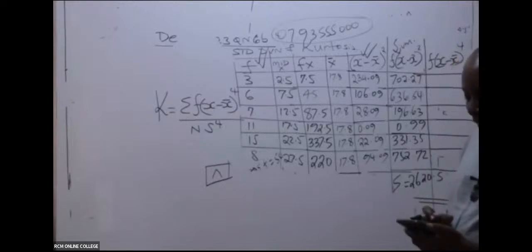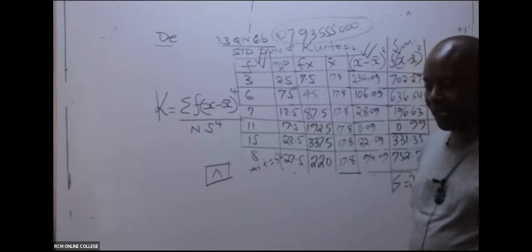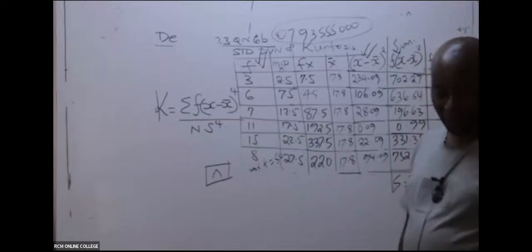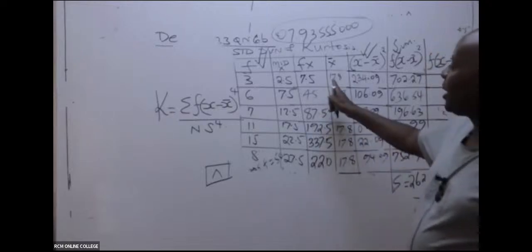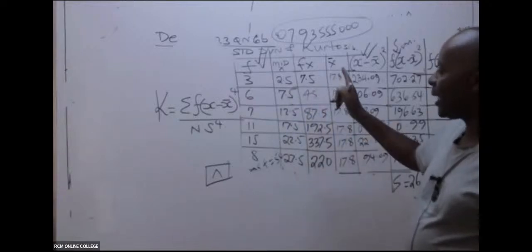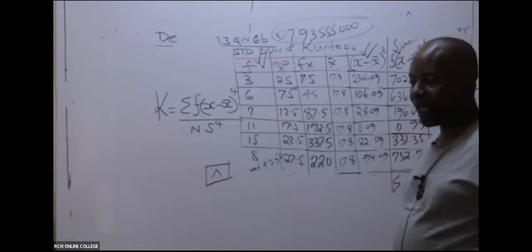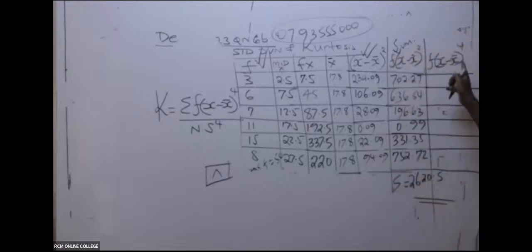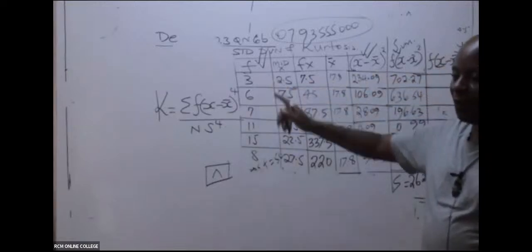What answers are they getting? Let's see. Eden has given me her figure. Remember, what are we doing? We are taking this x minus x bar, the first one, this minus this. Whatever answer we get, we raise to power 4, equals. Whatever answer we get after that, we multiply with this frequency. The frequency there is 3.